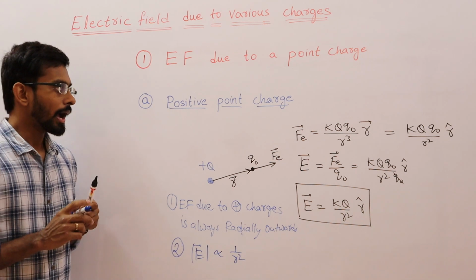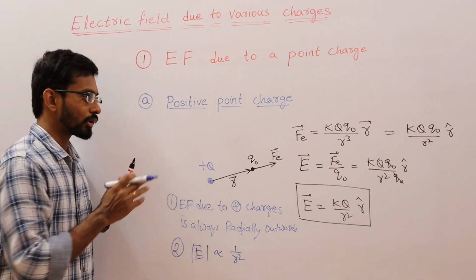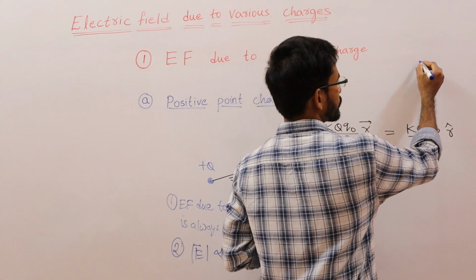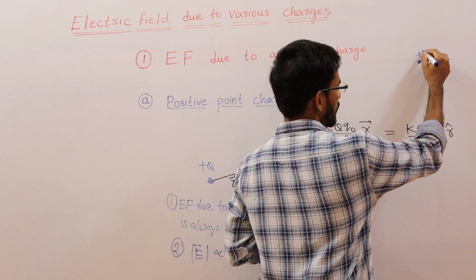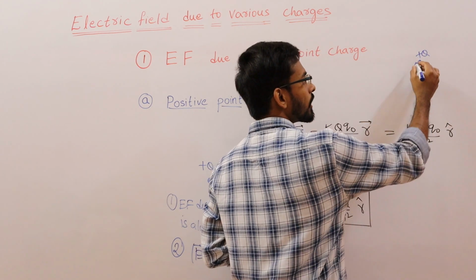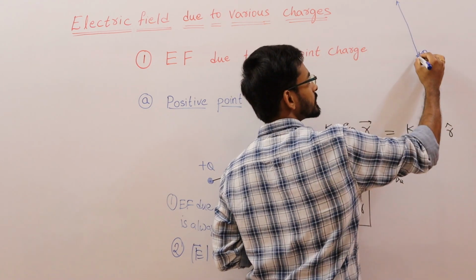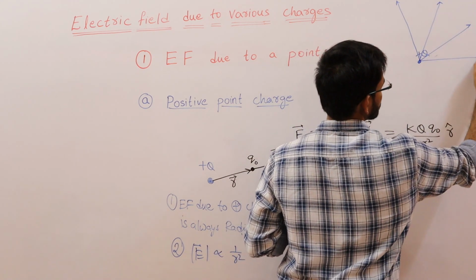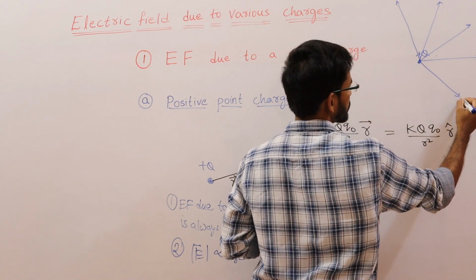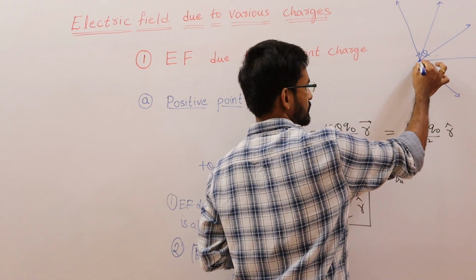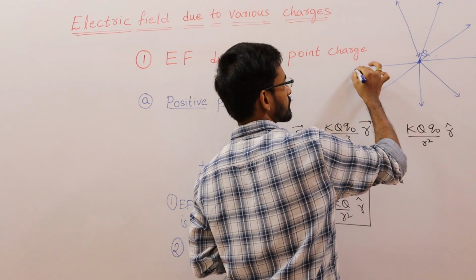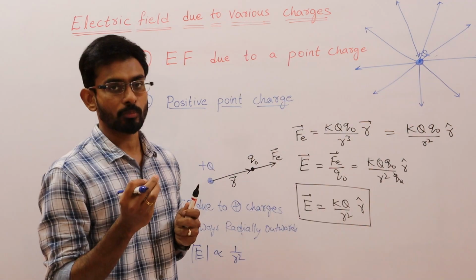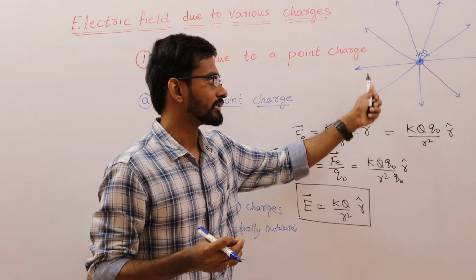So let us draw electric field due to a positive point charge. If we consider a positive point charge here, plus Q, now electric field due to this is always radially outwards. So this is how the electric field looks, and it will be symmetric in all the directions. So electric field due to a positive point charge is always radially outwards.